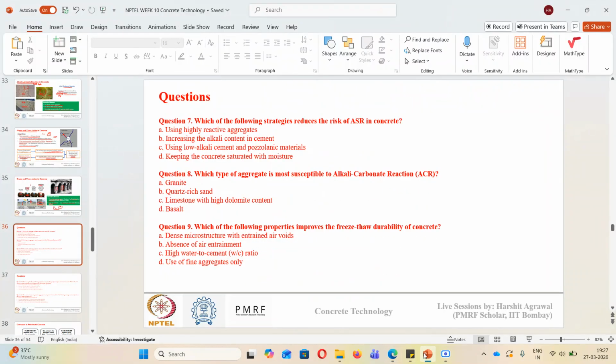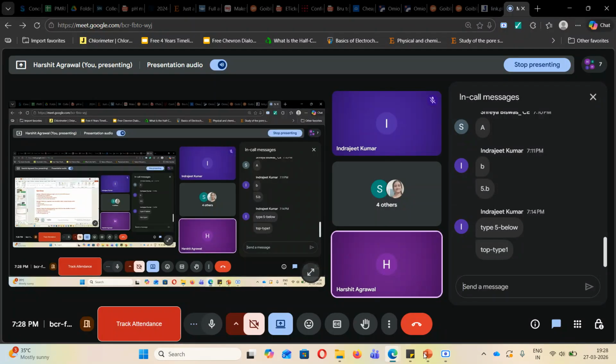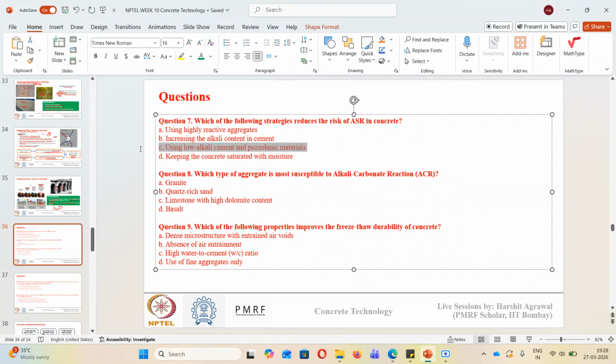Can anyone tell me the answer for question number 7? What is the strategy we should adopt to reduce the risk of alkali silica reaction? So the correct answer will be C, by using low alkali content cement or pozzolanic material.